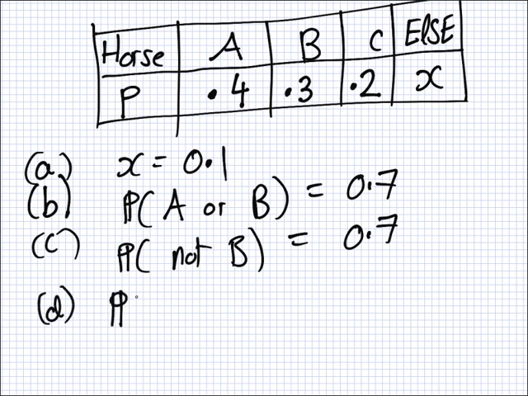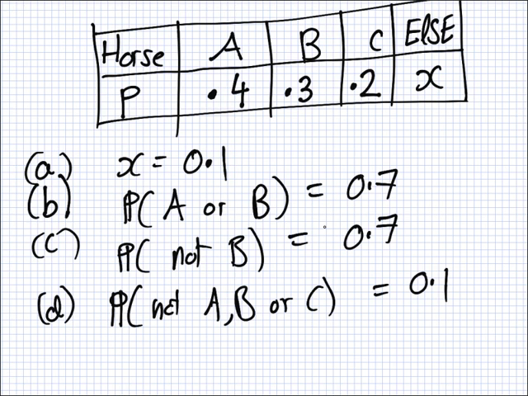D. What is the probability that it's not A, B, or C that wins the race? 0.1. Okay? Pretty straightforward so far? Yeah? Okay.